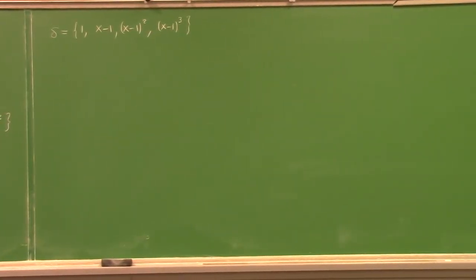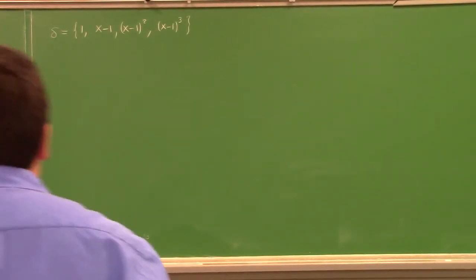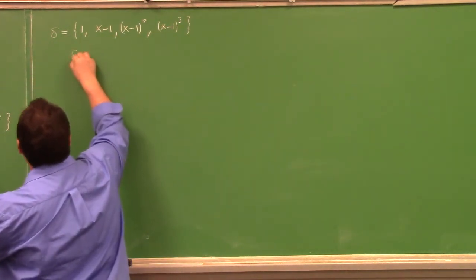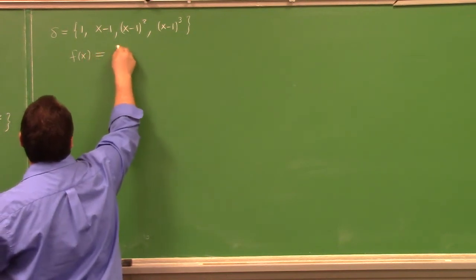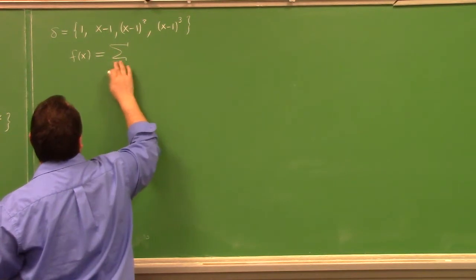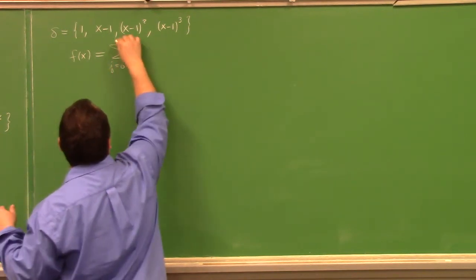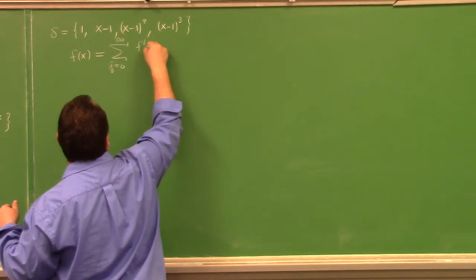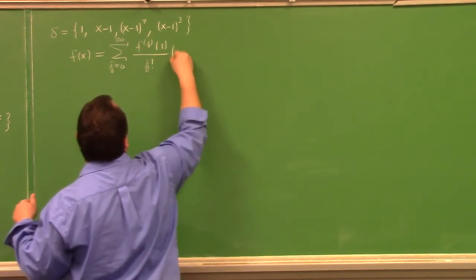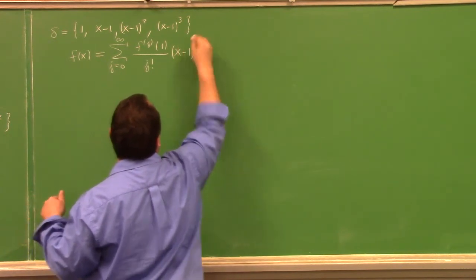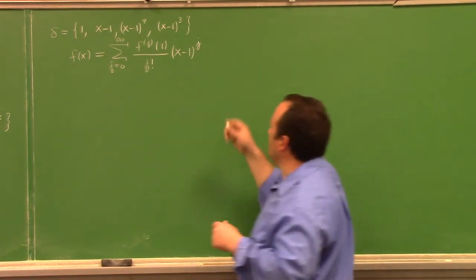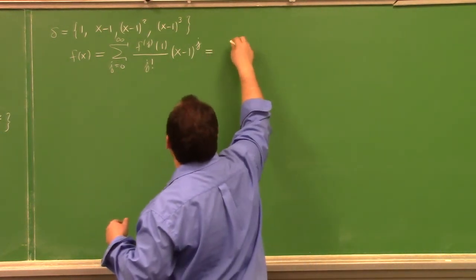Can you show us one without a pattern? Can I show you one without a pattern? Perhaps, but remember this, f of x is what? Taylor's theorem says it's the sum, j equals 0 to infinity, of the jth derivative evaluated at 1 over j factorial times x minus 1 to the power j. Taylor's theorem.